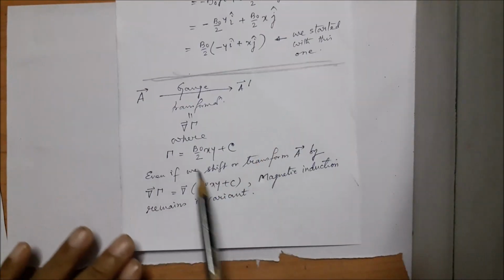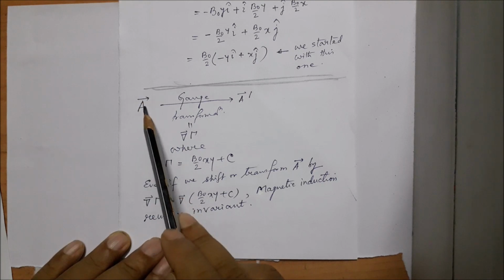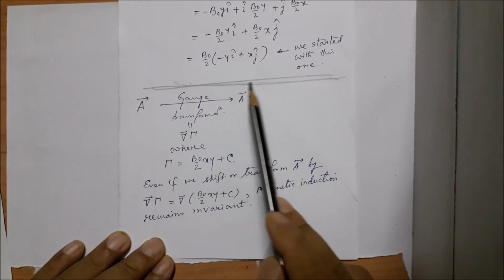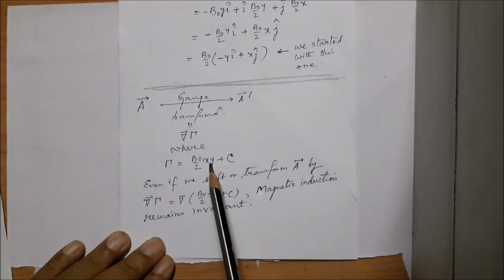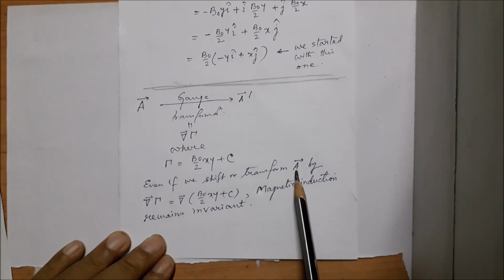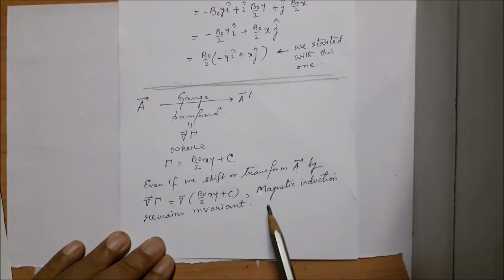So what we have done here is, we started with one A, made a gauge transformation, shifted to another A. The mode of shift was through this grad of gamma, where gamma is B0 by 2 xy plus some constant c. So even if we shift or transform vector A by this amount, magnetic induction remains invariant, gauge invariant.